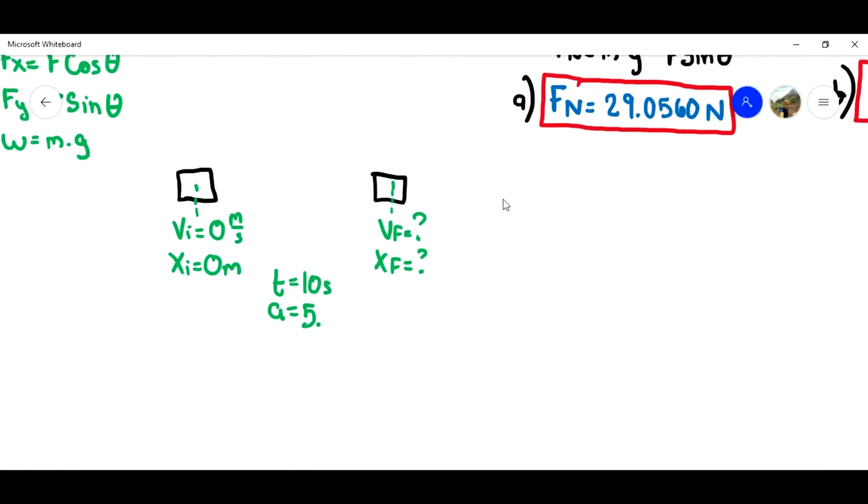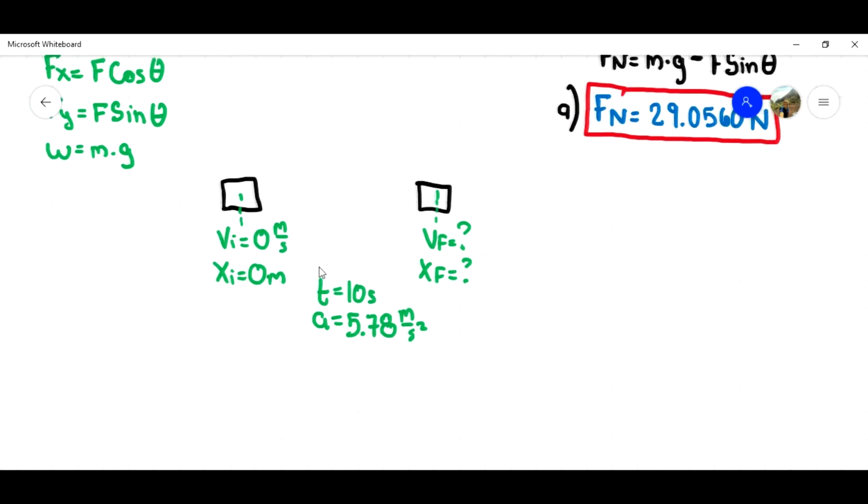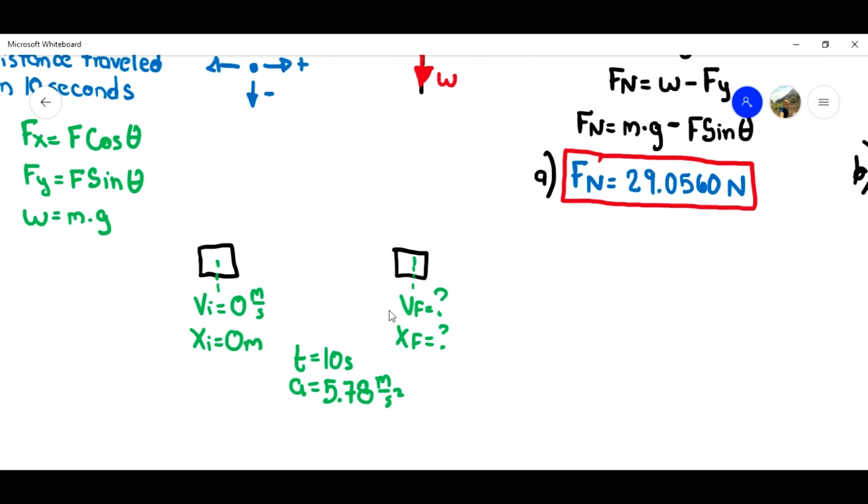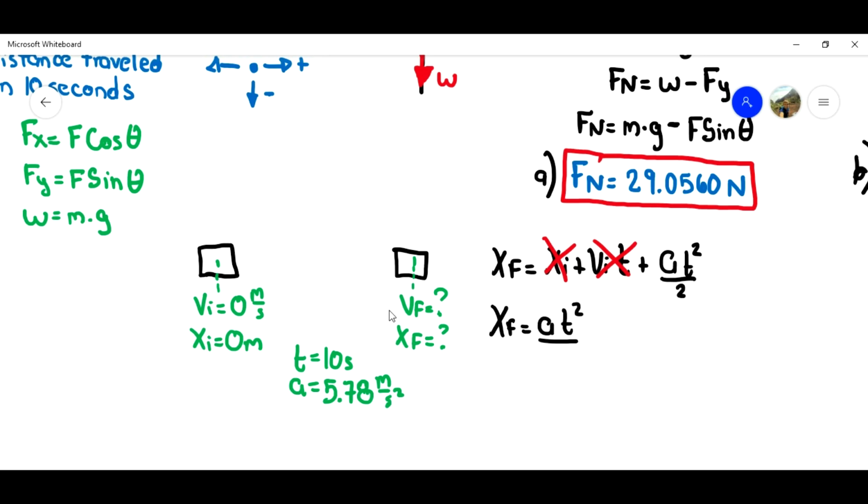5.78 meters per second square. Okay, so I need to find the distance traveled. So I need to find the final position. So I'm going to write the equation for final position. Final position equals initial position plus initial velocity that multiplies the time plus acceleration that multiplies the time raised to the square over 2. I'm going to cancel everything that is 0. Initial position is 0, initial velocity is 0. So this is the equation that I'm going to use. Acceleration that multiplies the time raised to the square over 2.